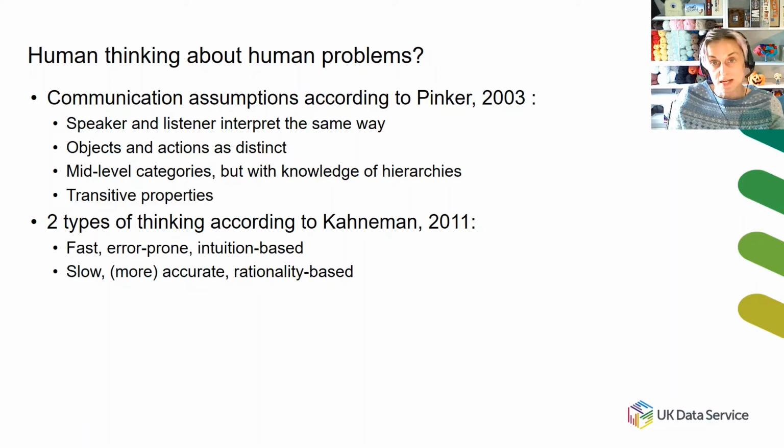All of this boils down to humans having 2 kinds of thinking. Fast, error-prone, intuition-based thinking, which is really fundamental to human thinking, and slow, more accurate, rationality-based thinking, which is much more like computer thinking.